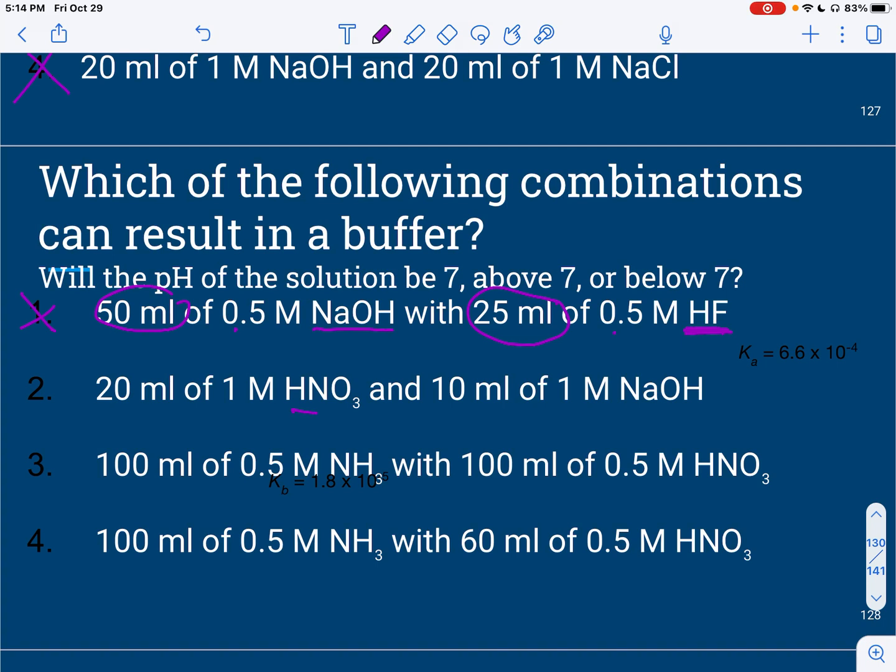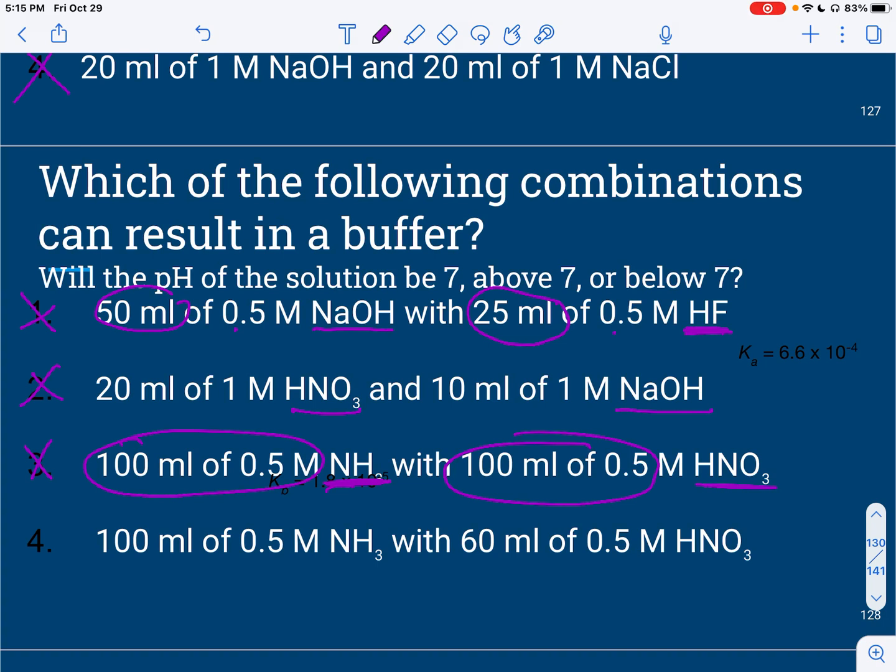So here we have strong acid, strong base. Strong and strong are never going to be a buffer. Here we have weak base, strong acid. So we could have a buffer. We need to look at the amounts. We have equal amounts, 100 mils, 0.5 molar for both of them. That means it's at the equivalence point, not a buffer. Okay, if we're at the equivalence point, we have no more of the weak base left.